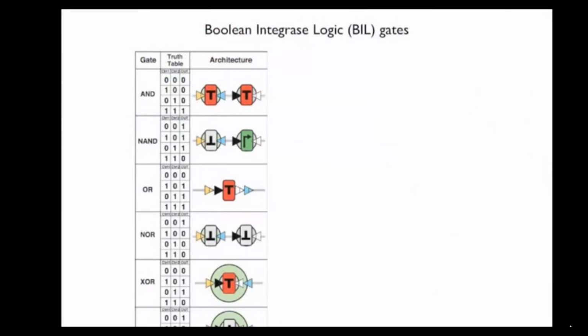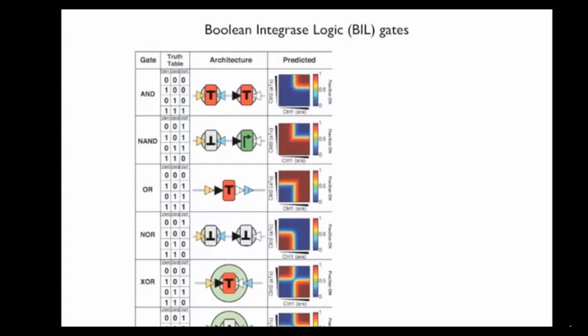Okay, now the enzymes that are doing the flipping are called integrases. The logic that we're implementing is Boolean logic, so when we put all of this together, we call these Boolean integrase logic gates made from transcriptors, or BIL gates. And you can see the different configurations for the 6 gates shown here. This is how we predict they would behave.